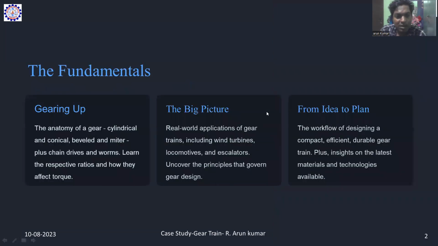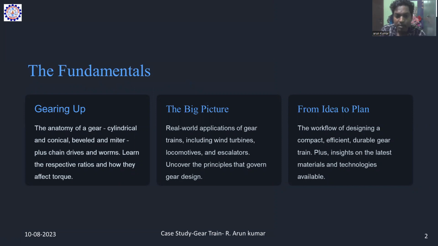So what are the fundamentals? The basics: gearing up, the big picture, and from idea to plan. Gearing up means the anatomy of a gear: cylindrical, conical, bevel, and miter gears, plus chain drives and worms. You learn the respective ratios and how they affect the torque.